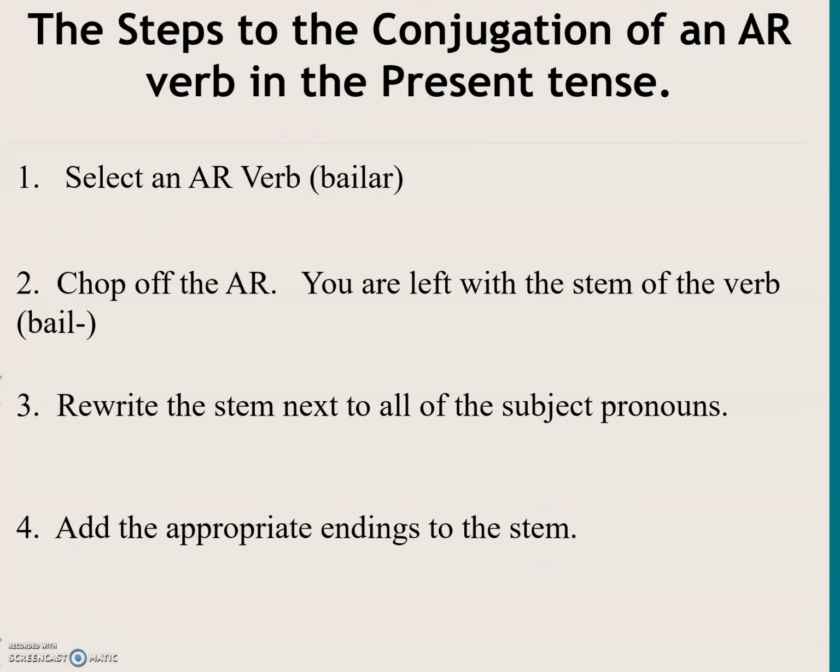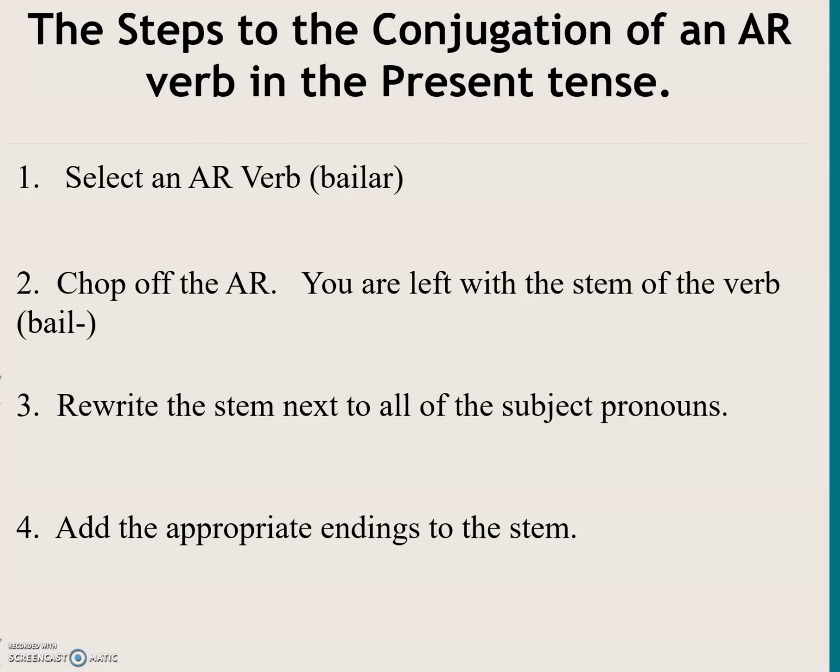You select the verb. So let's do bailar. You chop off the AR. And you are left with the stem of the verb. What does that mean? The stem is B-A-I-L. Okay? You rewrite the stem next to the pronouns, and then we plug in the endings.